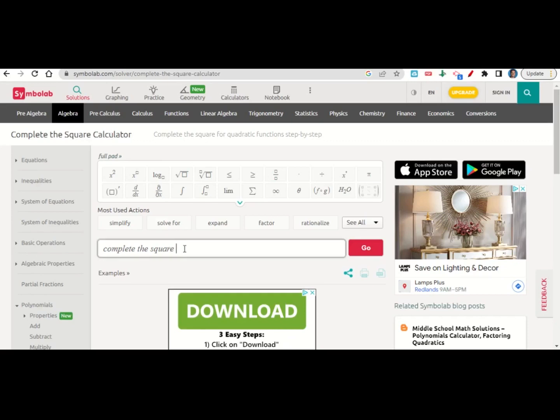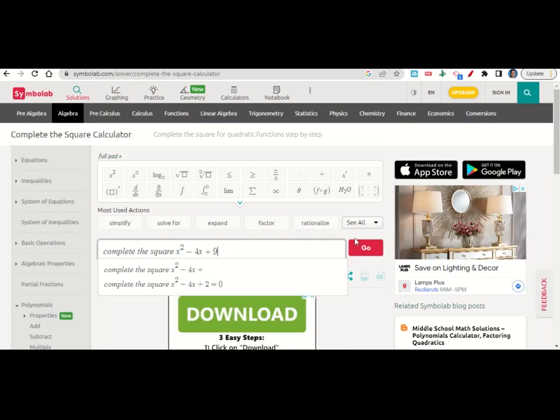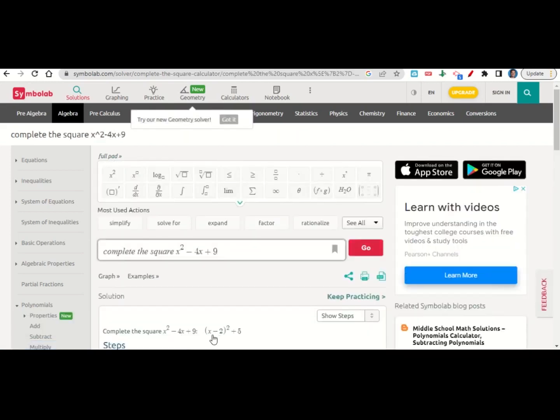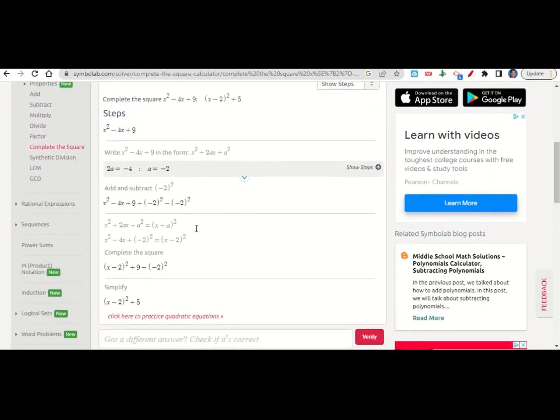We're going to go here and type in our equation. So let's say it's x squared minus 4x plus 9. We're going to go ahead and click Go. It shows us what it should be at the end, which is (x minus 2) squared plus 5. And if we scroll down, it'll actually show us the steps of how to get there. So here's how we would do that. So this is one way that you can check your work when completing the square using Symbolab.